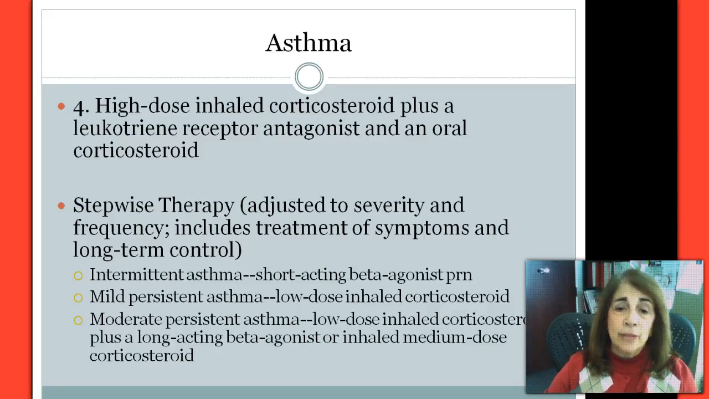mild persistent asthma, and what's recommended for treatment here is a low-dose inhaled corticosteroid. They have a short course of Advair, or sometimes, depending on the physician, he may just give them prednisone, but the guidelines say a low-dose inhaled steroid. Step 3 is moderate persistent asthma. You have a low-dose inhaled steroid, and you add a long-acting beta agonist or inhaled medium-dose steroid.